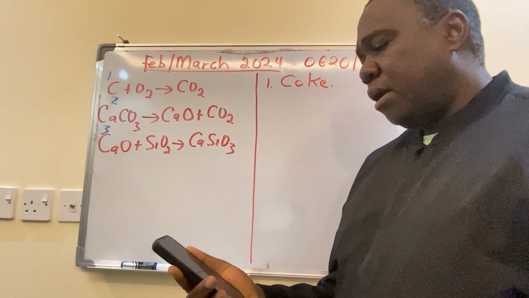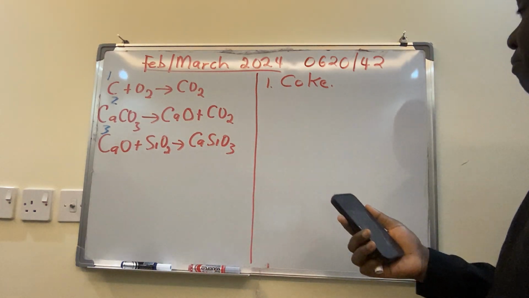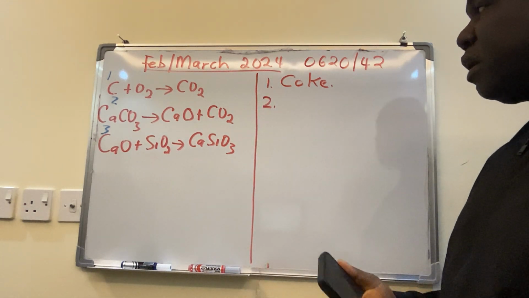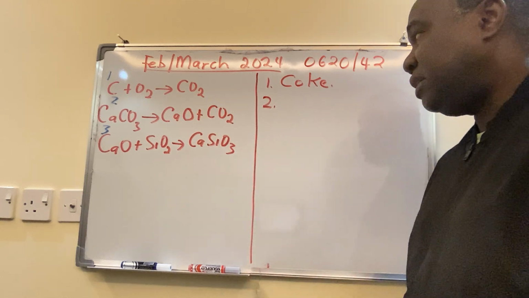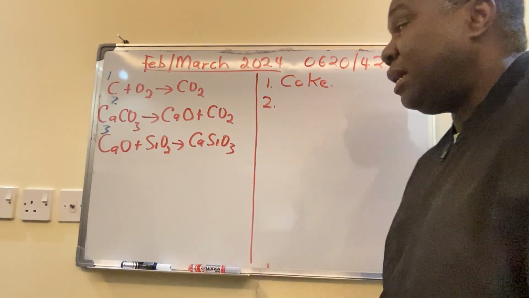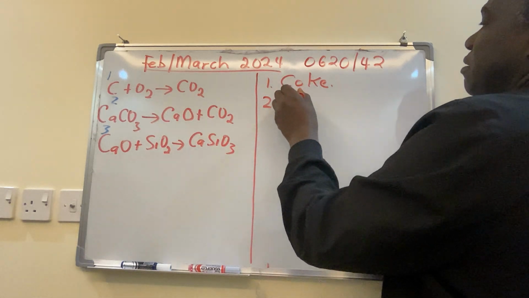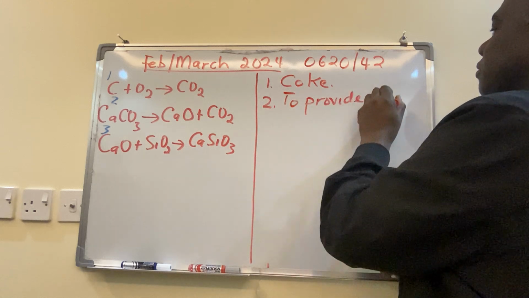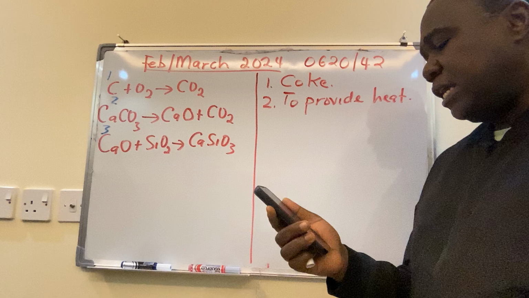Question number 2 says, state the purpose of combustion of carbon in the blast furnace. Remember, we want to keep all the contents of the blast furnace in the molten state, so we need a lot of heat. One way of generating heat there is through the combustion of carbon. Combustion of carbon is very important because it provides heat. That's why we have combustion of carbon in the blast furnace.